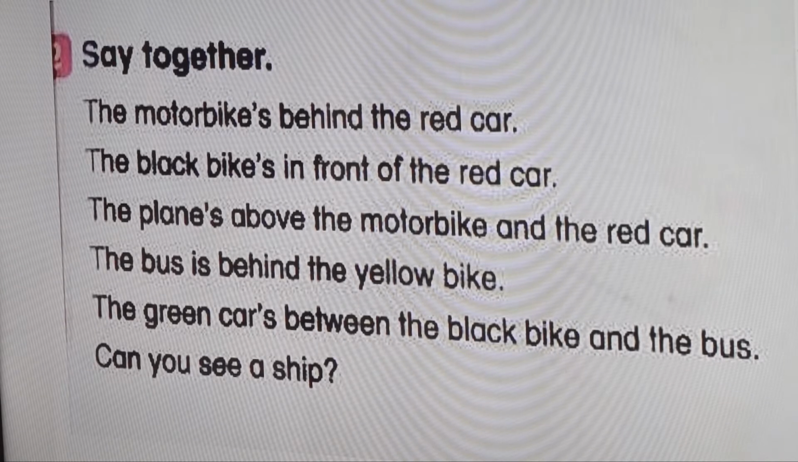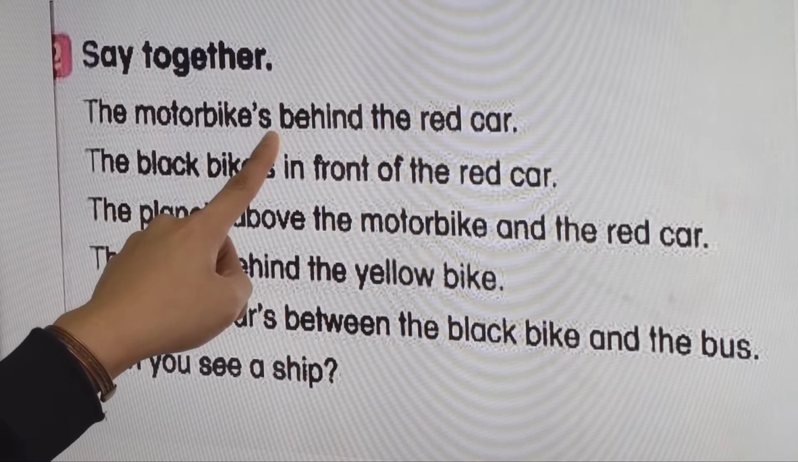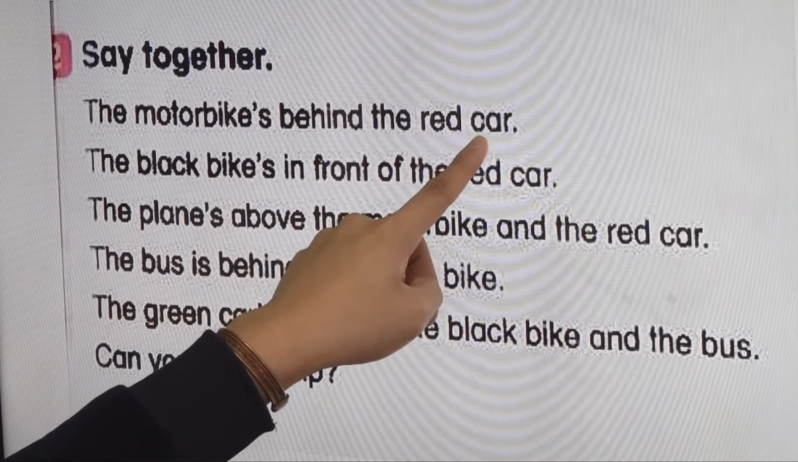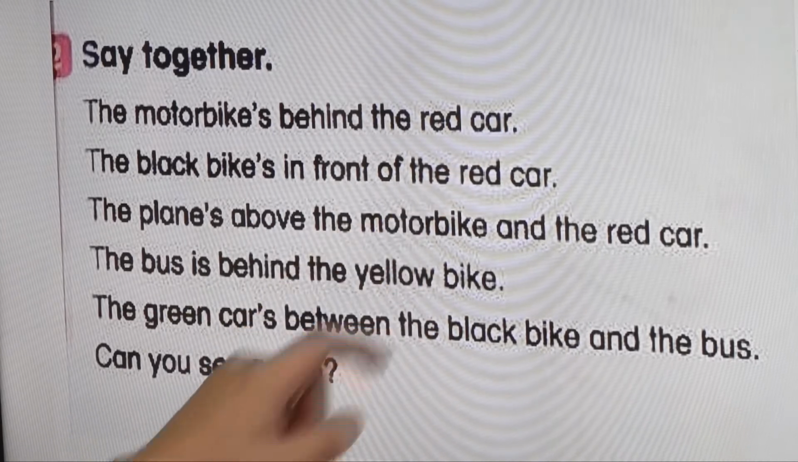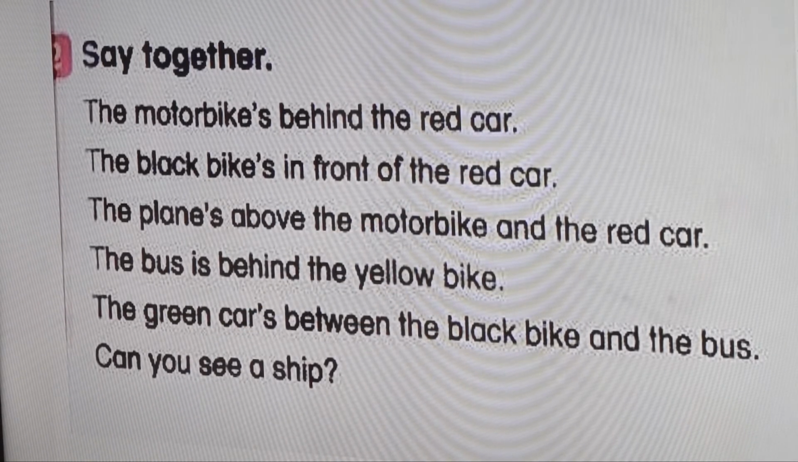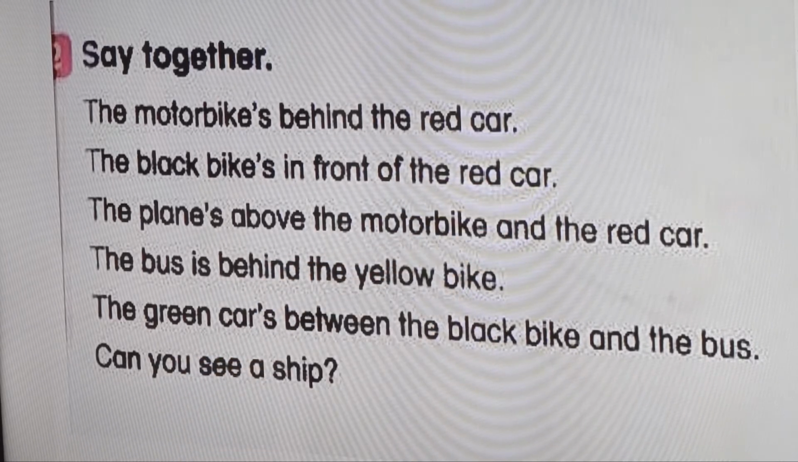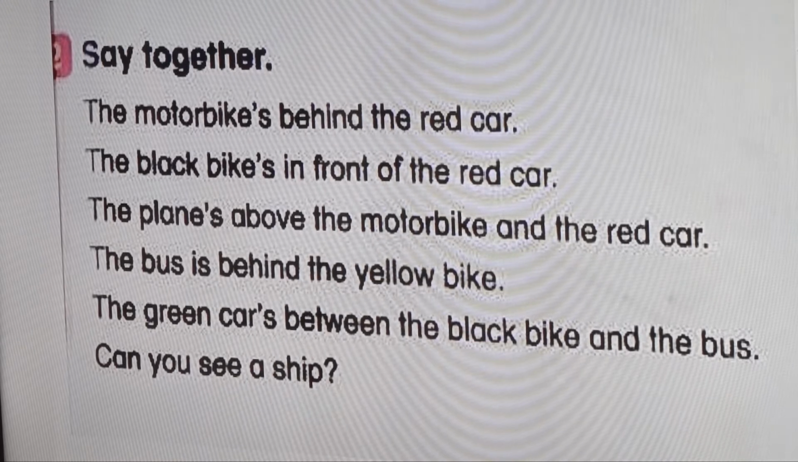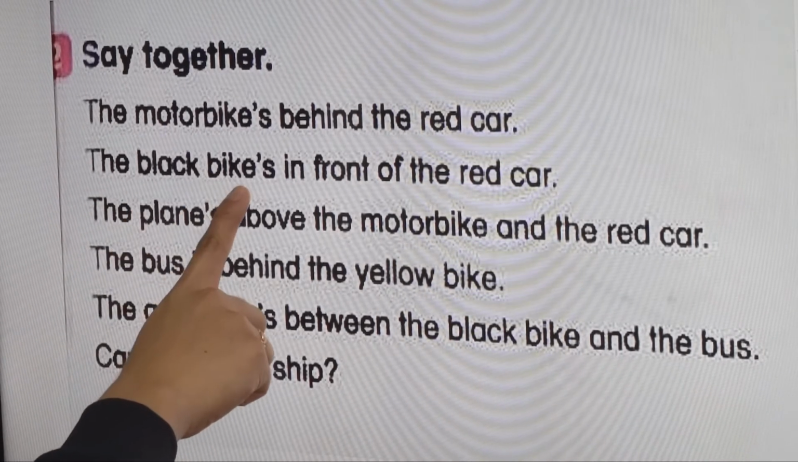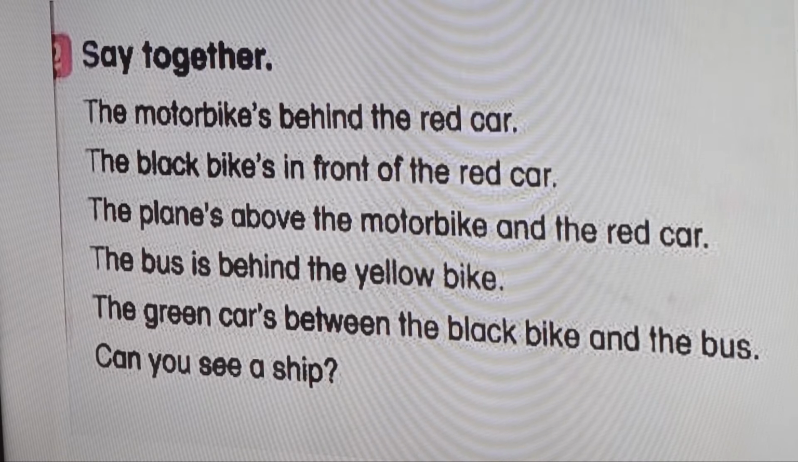Alright, can you do it by yourself? 1, 2, 3. Okay, again, let's read together. The motorbike's behind the red car. The motorbike's behind the red car. Alright, for the next one. The black bike's in front of the red car. Alright, let's read again. The black bike's in front of the red car. Alright, can you do it by yourself? Alright, look at your book and try to read it. Alright, the black bike's in front of the red car. Alright, so that is correct. We can see it in the picture.